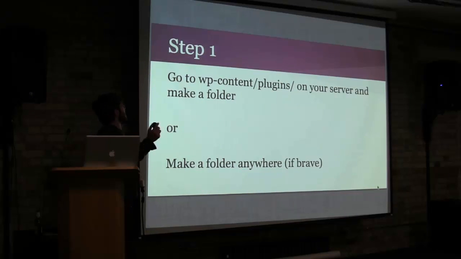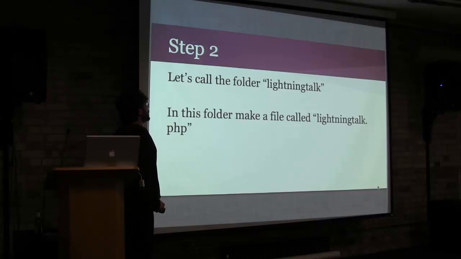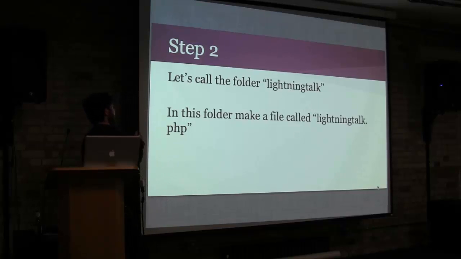So you have two options. You go to WP Content Plugins on your server and you can make a folder there. So you can do it live if you feel like it, you can do it on a local host, you can do it however you want to, or you can make a folder and you can code it anywhere and then you can just upload it when you finish it. For the sake of it, we're going to call the folder Lightning Talk, and into this folder make one file and call it lightningtalk.php.